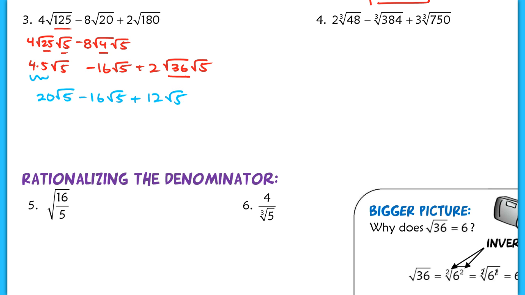And then from here, I just look at, I guess you can call them coefficients, even though they're not technically coefficients, we'll just look at the numbers in front of those radicals. So we have 20 minus 16, which is 4, plus 12 gives me 16. So I have 16 square root 5. Okay, so that's the simplified expression for this original radical expression up here.